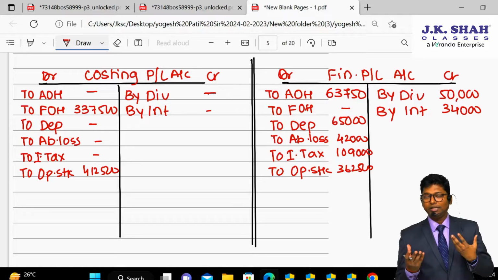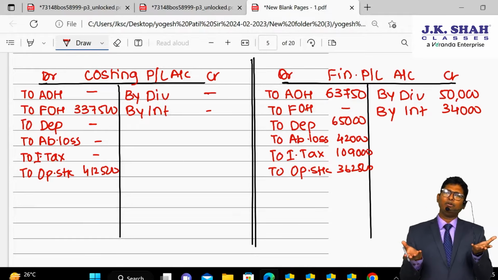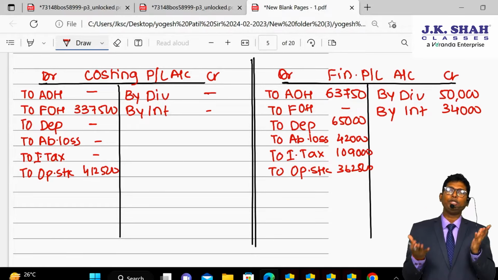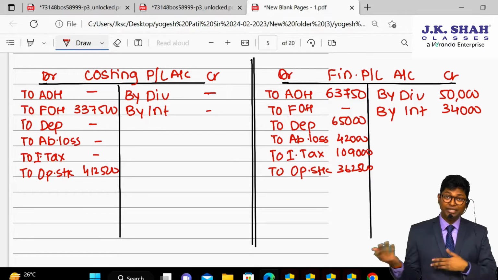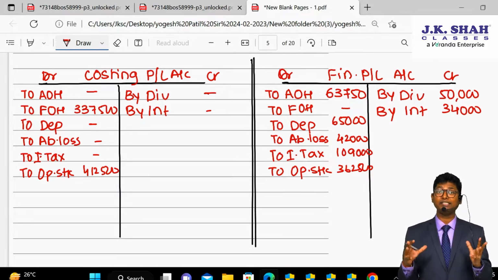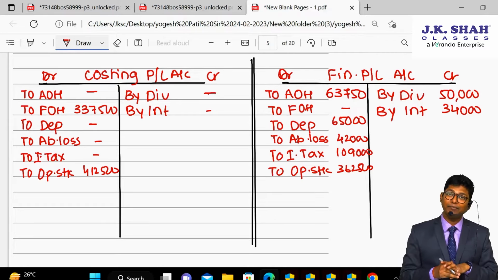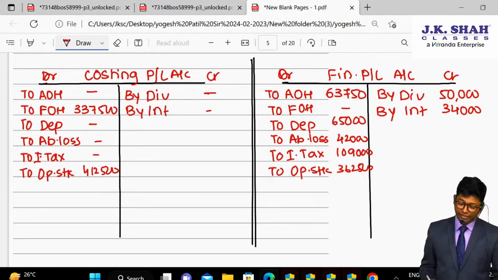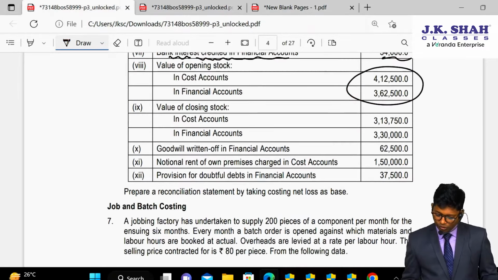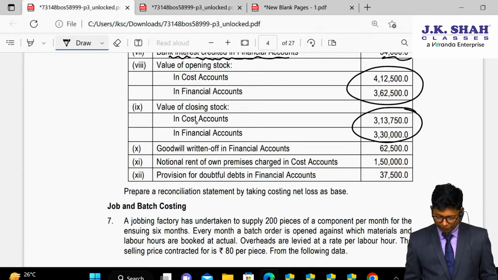Now when you are recording both the items at the same level, there won't be any kind of difference. If there is a valuation error, a parameter error or a difference in the basis which you have taken for the measurement of elements, obviously profit has to be different, and they have given you all the information for the differences.